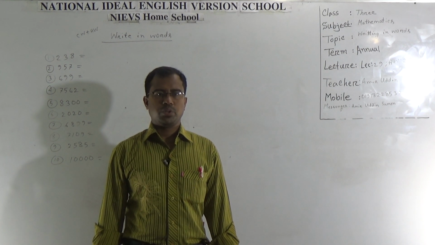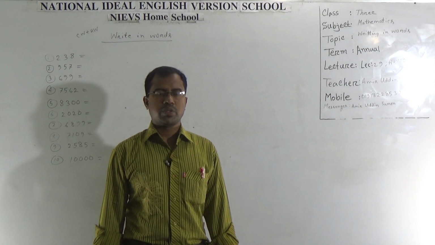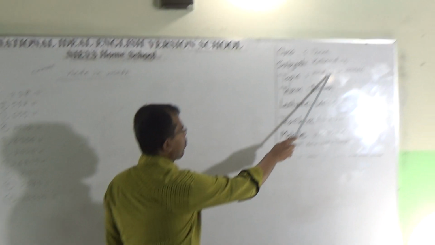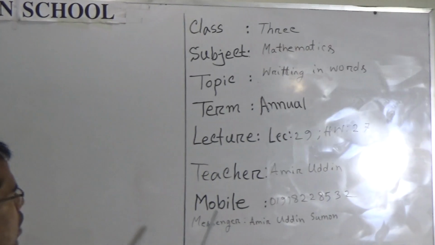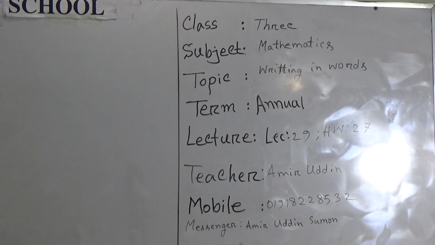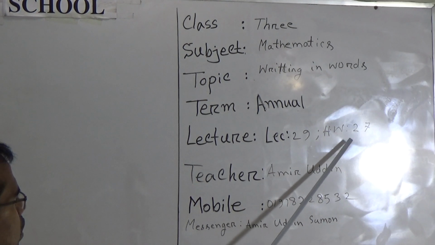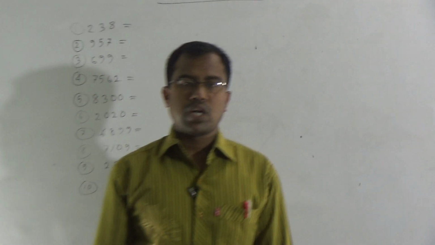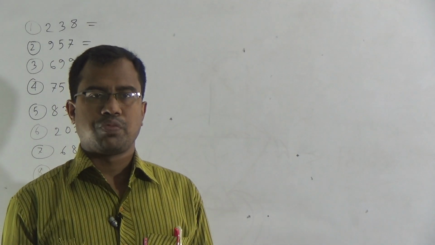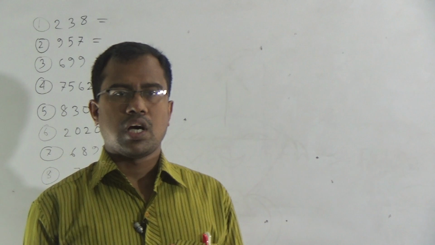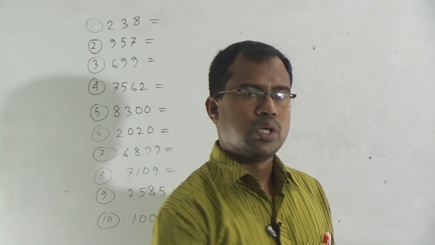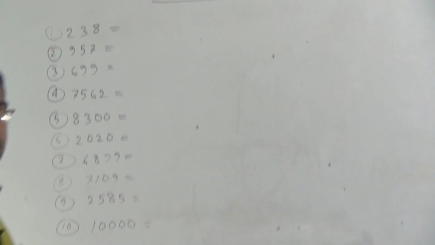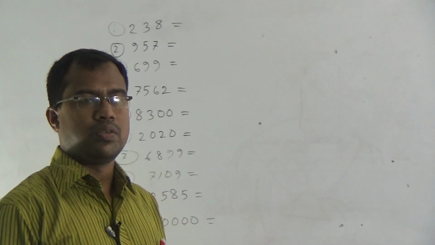Dear students, today I am going to take a math class for the students of class 3. And our today's topic, writing in words. Our today's lesson number 29 and HW number 27. Dear students, you have already got one class related to this topic. This is a repeated class for you, and our today's CW is your HW also. Now the students, let us start our today's class.